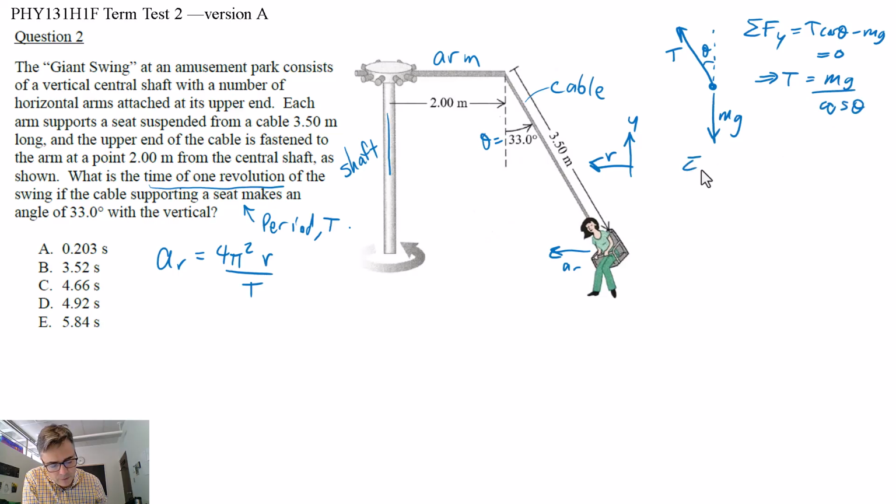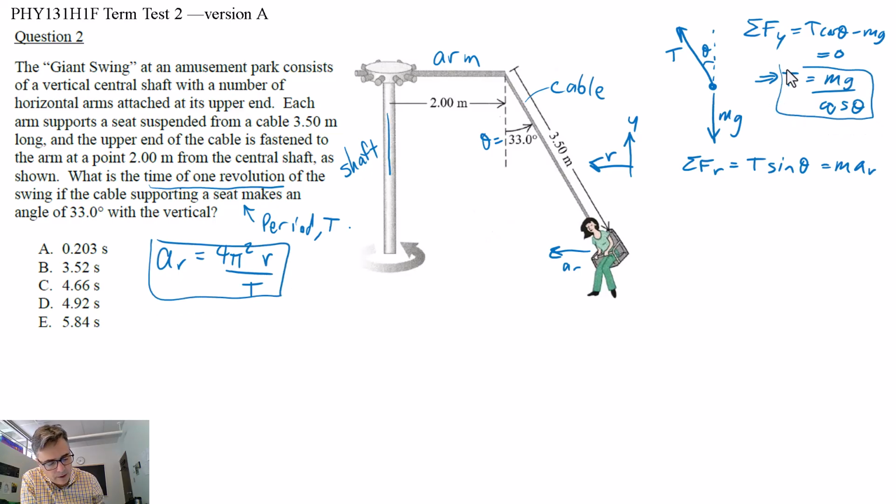And then the sum of all the forces in the r direction is just T sine theta. And that has to be equal to mass times a sub r. So we have an equation for a sub r over here. We have an equation for T up here. We're going to plug both of those things into this equation. So for T, we've got m times g divided by cosine of theta times sine theta equals mass times 4 pi squared r divided by T. Oops, should be T squared, right?